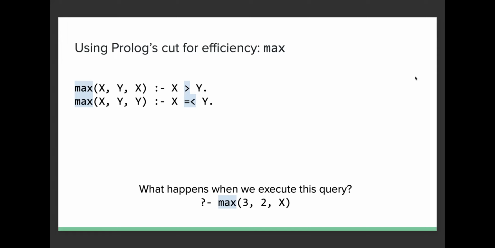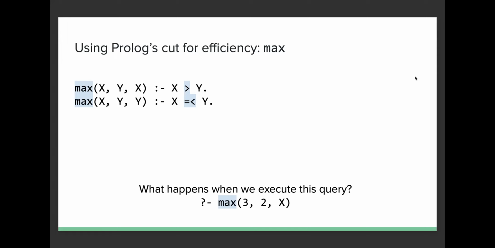And then we check, okay, is 3 less than or equal to 2? Now that is false, and so it returns false. But you can hopefully see that we have checked two things, right? We have checked that 3 is greater than 2, and then, when backtracking, we also checked if 3 is less than or equal to 2, right? But we don't have to do that, because if we know that 3 is greater than 2, we don't have to check if 3 is less than or equal to 2.